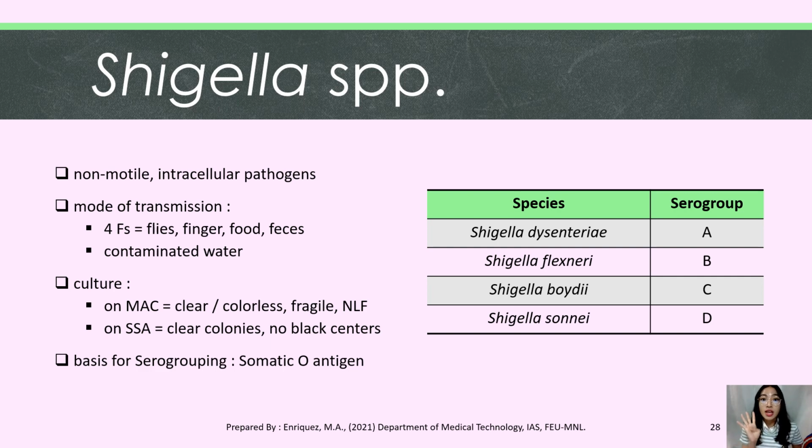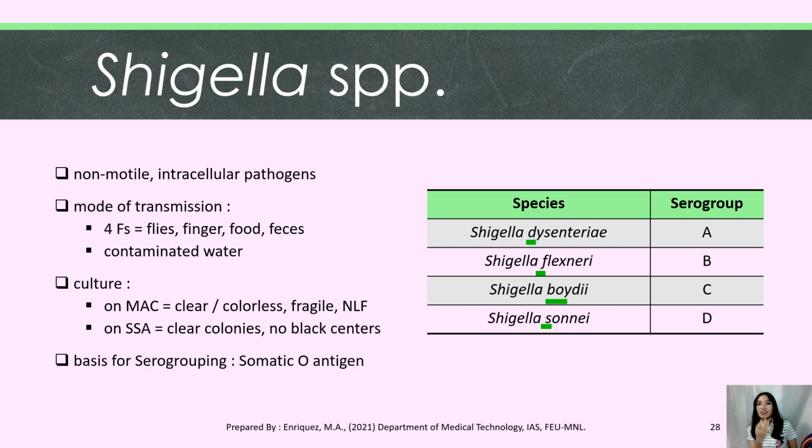into 4 different serogroups. So the basis of their serogrouping would be their somatic O antigen found on their cell walls. So Shigella dysenteriae is group A, tapos yung Shigella flexneri po is group B, Boydii is C, and Shigella sonnei is group D. So just try your best to not get them mixed up or try to make a mnemonic for this one.